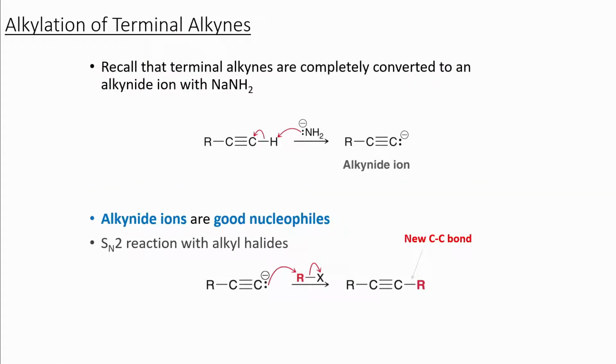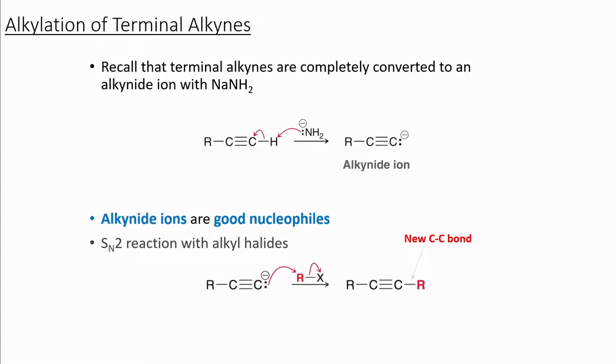Earlier, we discussed that a terminal alkyne can be converted to the alkynide ion using sodium amide. This alkynide ion is a source of nucleophilic carbon, and the alkynide ion can act as a nucleophile in an SN2 reaction. This means that we can form a new carbon-carbon bond, as we have already looked at several different electrophilic versions of carbon.